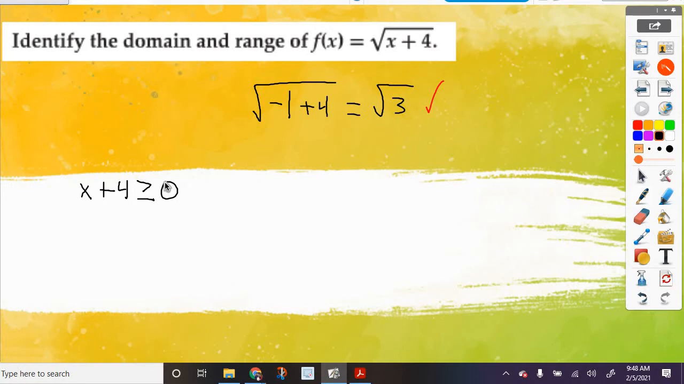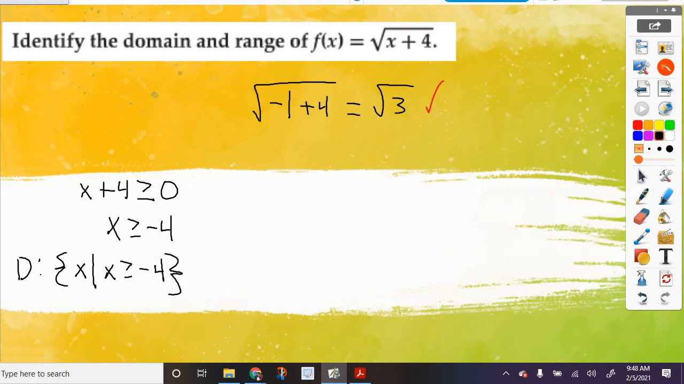And then we can just solve like we would a normal inequality. So I'm going to subtract 4 from both sides. And then in this case, that's all there is to do. So I get that x is greater than or equal to -4. So I would say my domain is x such that x is greater than or equal to -4.